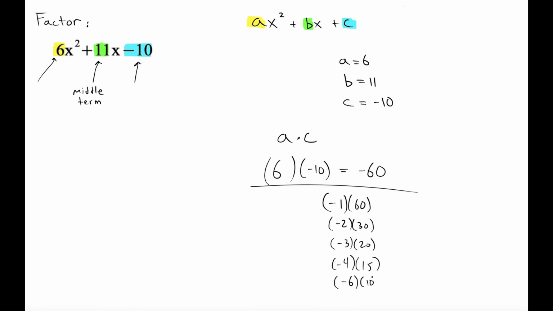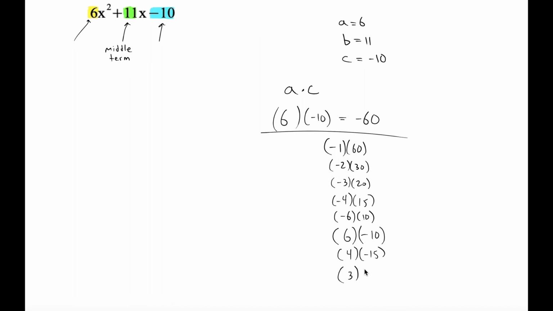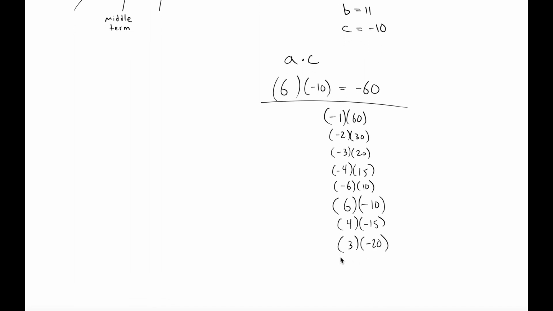Negative 6 and 10. So what we'll do is we'll switch the signs of everybody now. So instead of negative 6 and 10, it could be 6 and negative 10. Or 4 and negative 15. 3 and negative 20. 2 and negative 30. And 1 and negative 60. That is all the combinations.